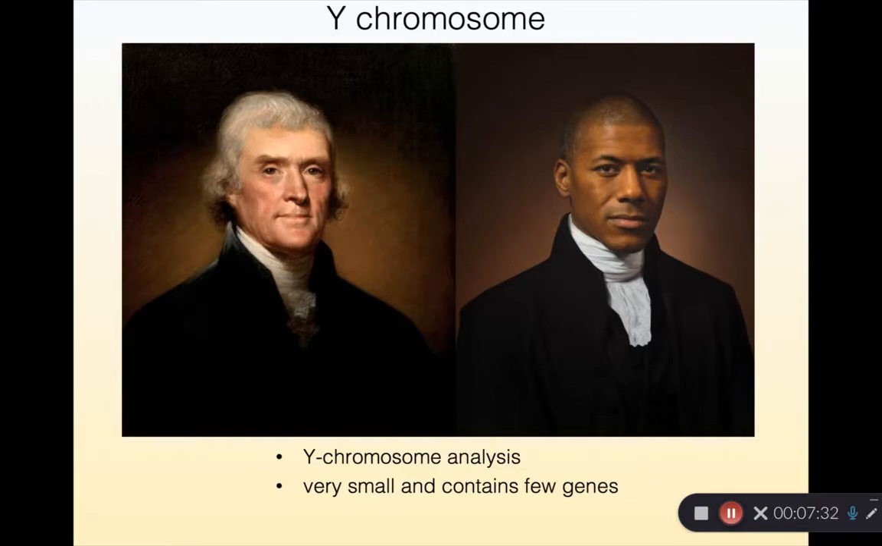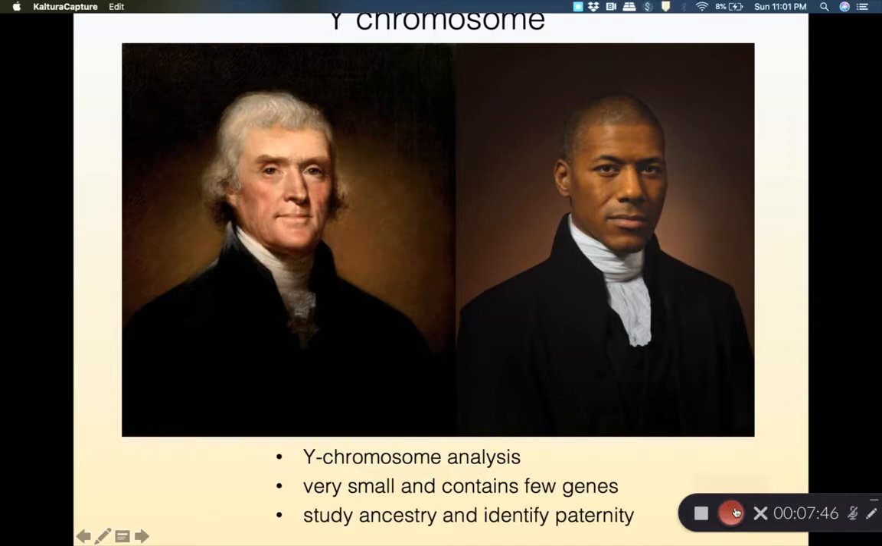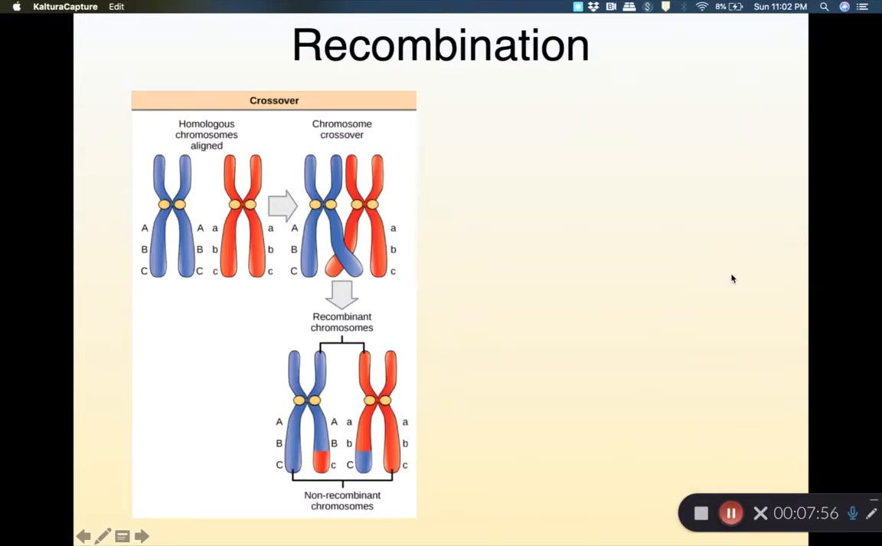And the important thing and way that we can really understand the Y chromosome analysis is because it is a shorter chromosome, there are really only a few genes that you need to look at. And because there are fewer genes, it's a really great way to study ancestry and identify paternity. But why does it actually have fewer genes? Why can we rely on this Y chromosome?